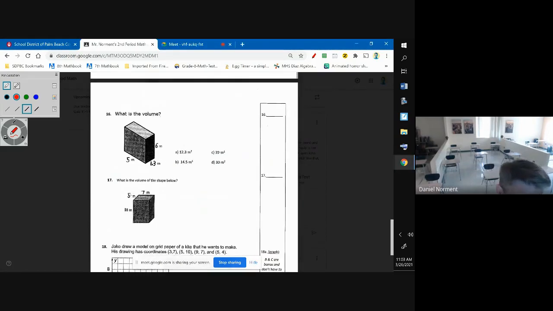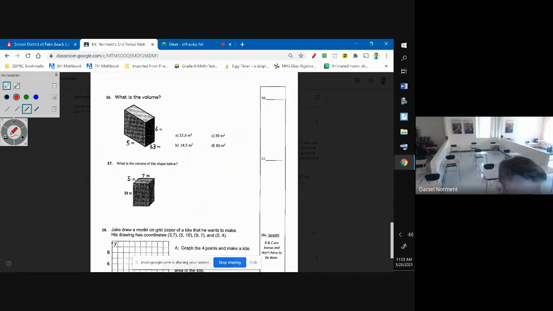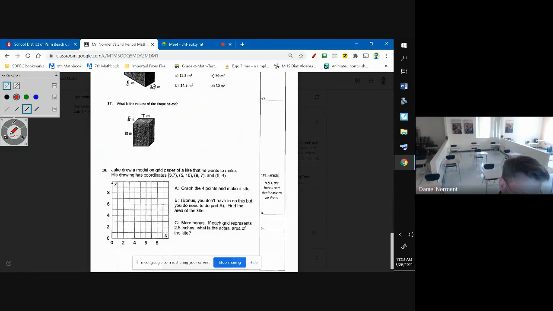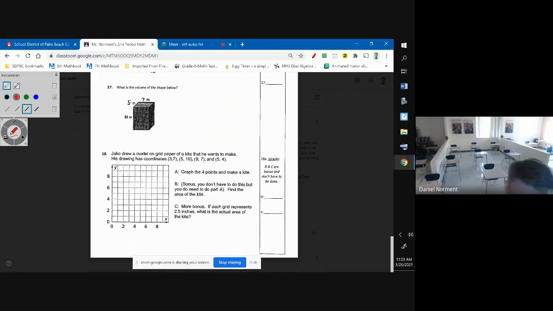Number 16 is quite simple. Multiply, multiply, multiply. You're taking 5 times 6 times 1.3. And then number 17, exactly the same. 5 times 7, whatever that equals, take that number times 18. Multiply all 3 numbers together, you're going to get the right answer. Okay? And then number 18, you need to get all 4 points graphed correctly.